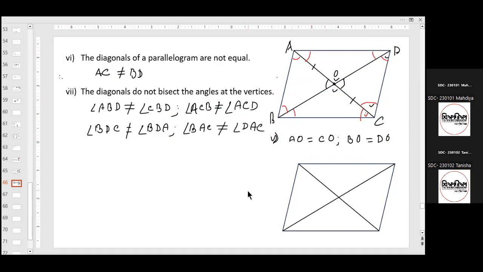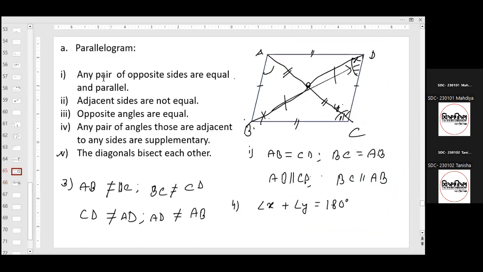I'll draw your attention that we discuss any pair of opposite sides are equal and parallel. I mean, if it is a parallelogram, then the pair of opposite sides, either AB and CD, or AD and BC, both pairs are equal to each other, right?